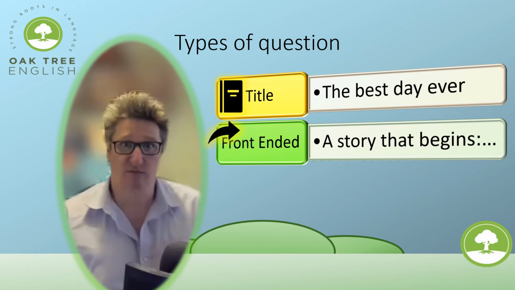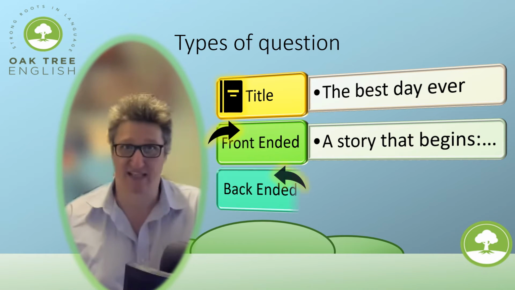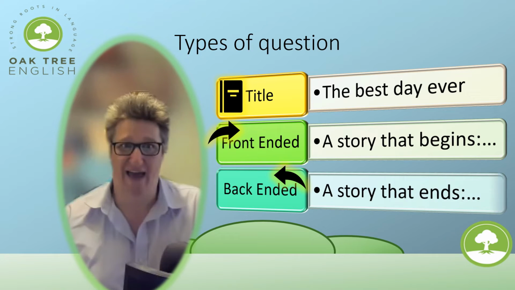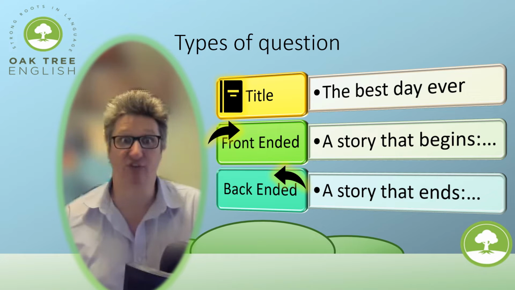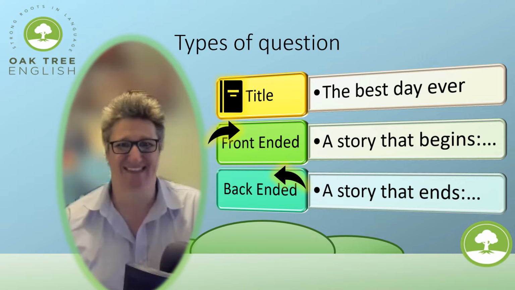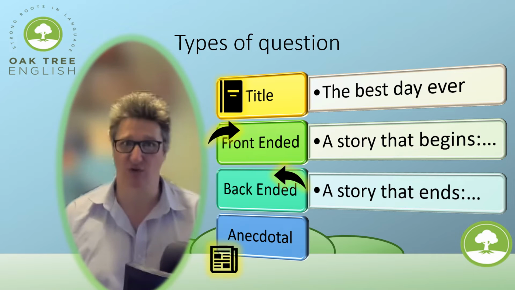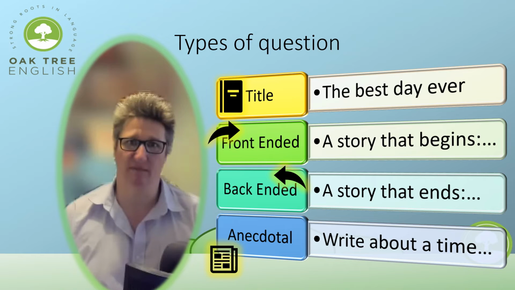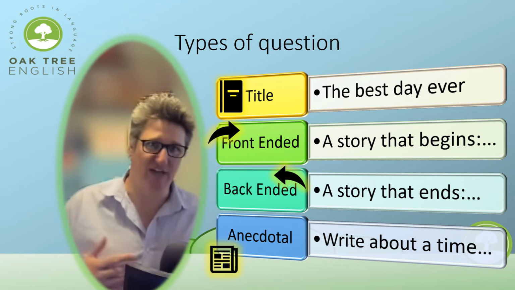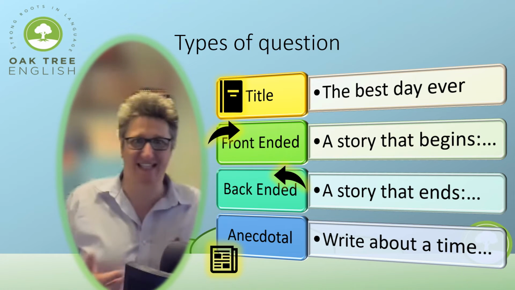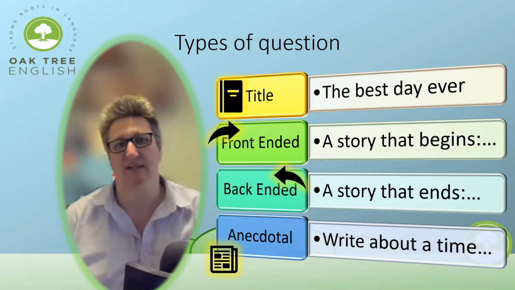The other option will be that you're given the last sentence, something like, and my parents never found out, or and I never saw him again, or we all got home safe and very tired. Finally, you could choose to write an anecdotal account. This will be phrased, write about a time you were very scared, or you were very happy, or you were very sad, or something unexpected happened.